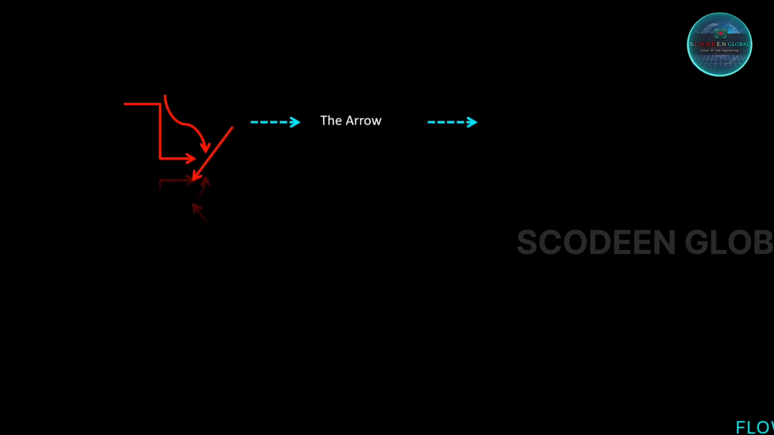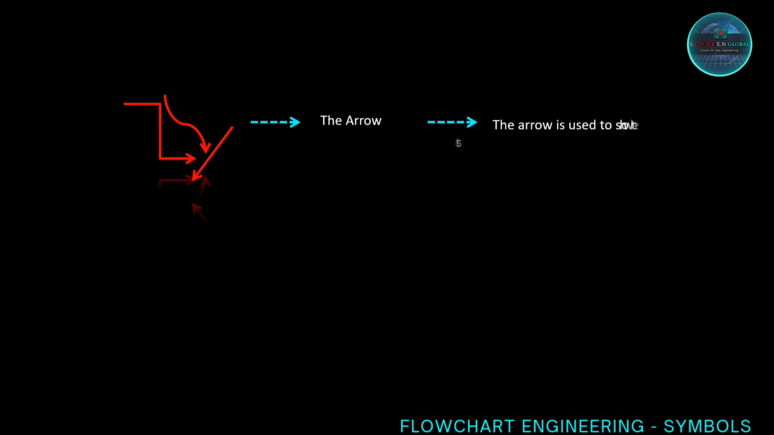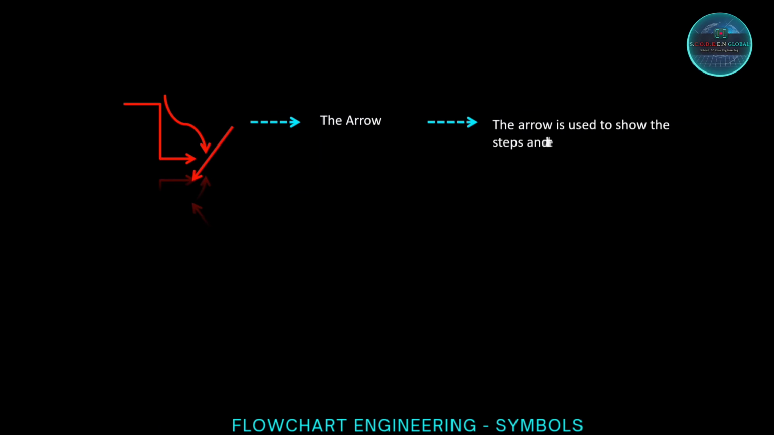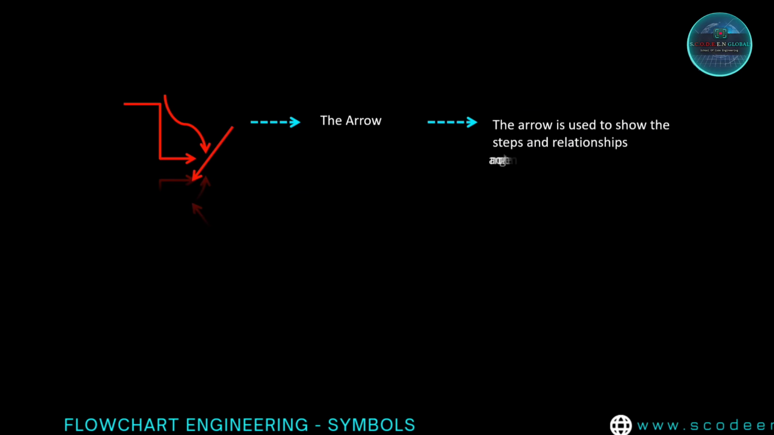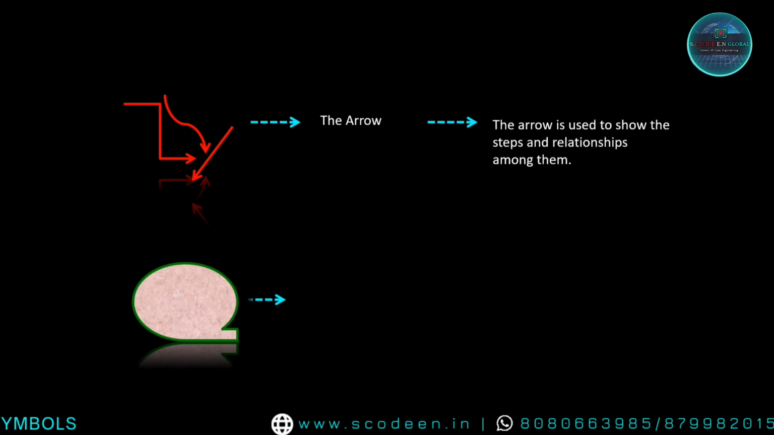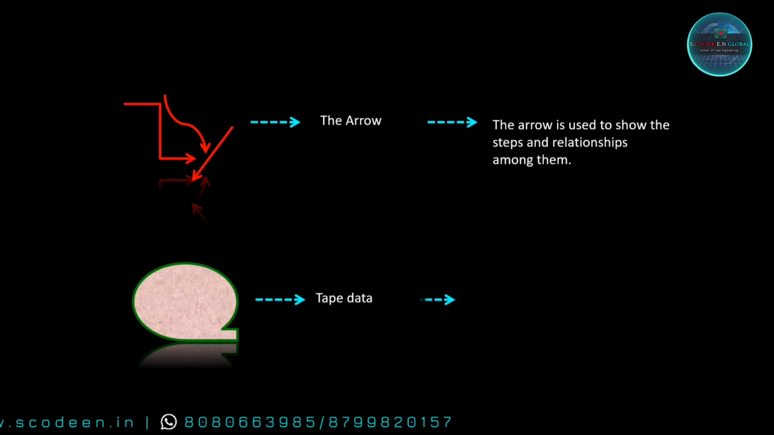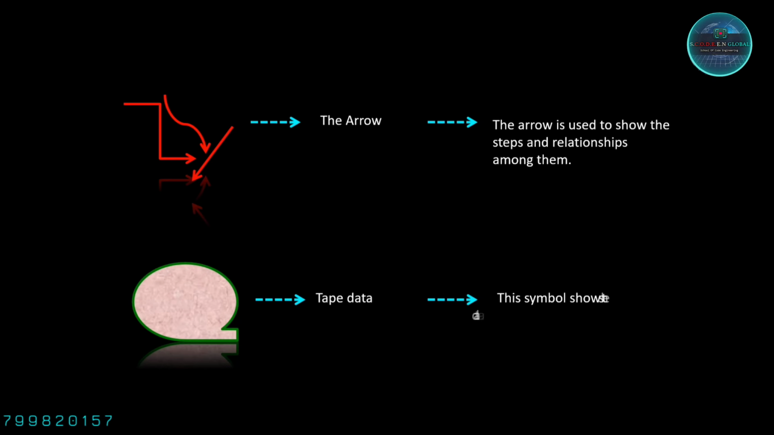Next comes the arrow. The arrow shape represents what the steps are and what the relationship among them is. I mean step 1, step 2, step 3, and the relationship between them. The tape data shape represents the data available for input or output.